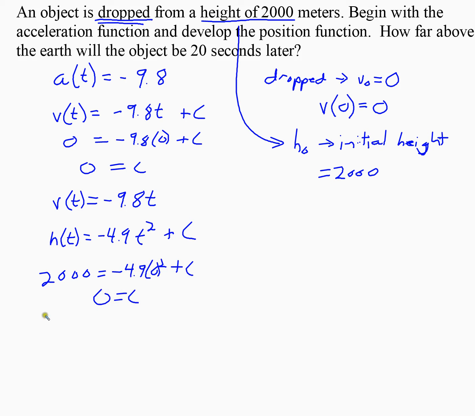And so we can say we developed the height function, or position function. h of t is negative 4.9 t squared plus, I'm sorry, I wrote this wrong. c is not 0. This is 0, so c is 2,000. I apologize. And so plus c, which is 2,000.